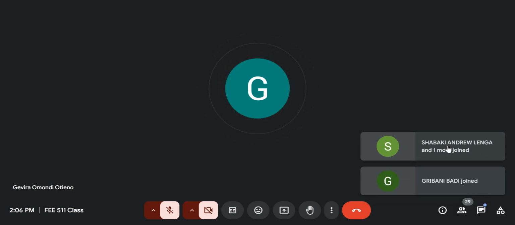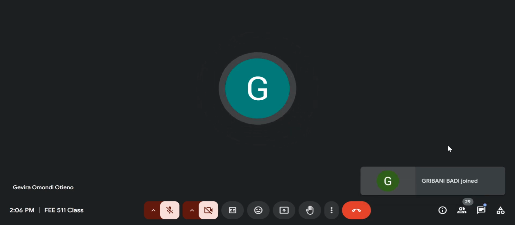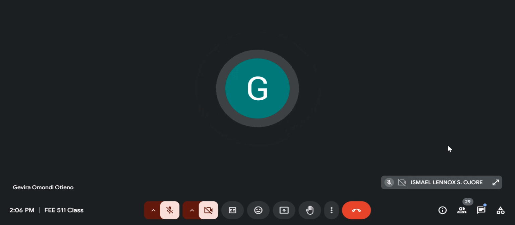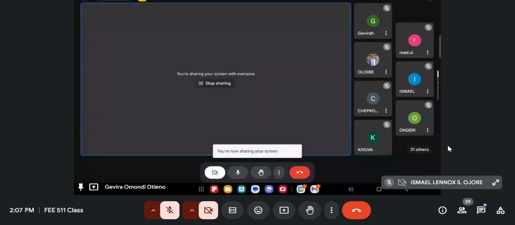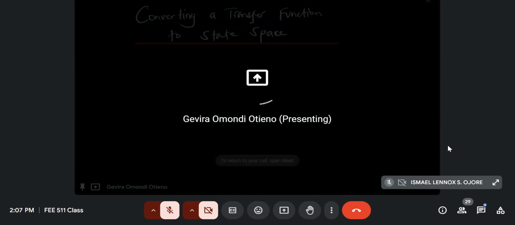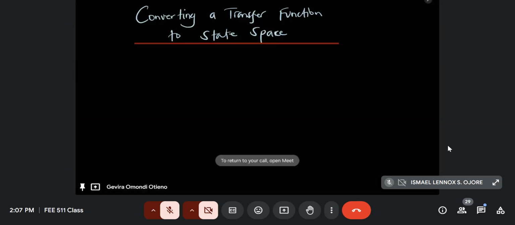Now, we have been talking about state variables. We agreed that you have to come up with state variables whenever you are representing your system as state equations. I just wanted to mention that certain times the state variables are also called phase variables. So let me share my screen so that we can proceed with converting a transfer function to state space.